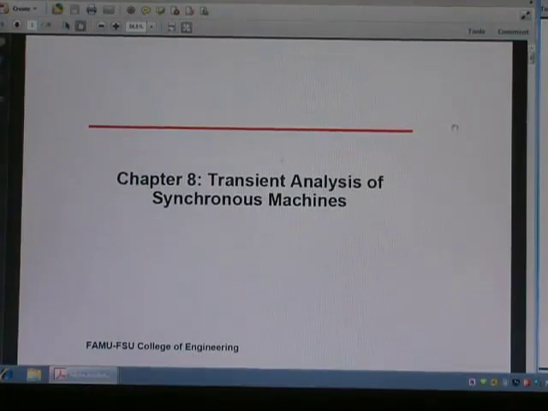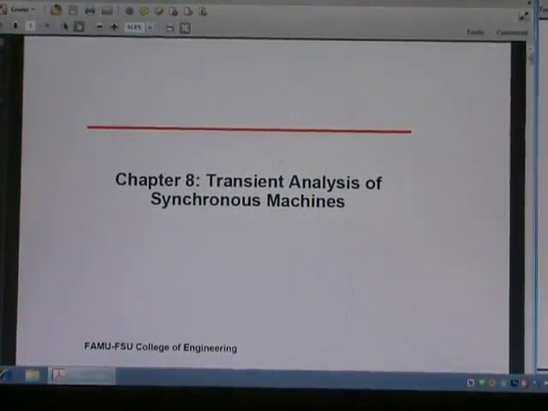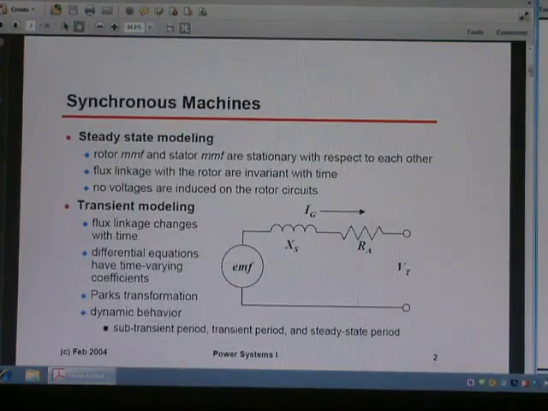Today's lesson is the transient analysis of the synchronous machine. We will study how the machine behaves during a transient, a brief disturbance. First, this is the synchronous machine steady state modeling.